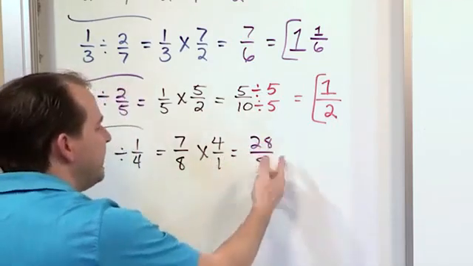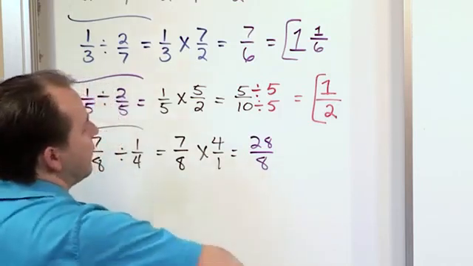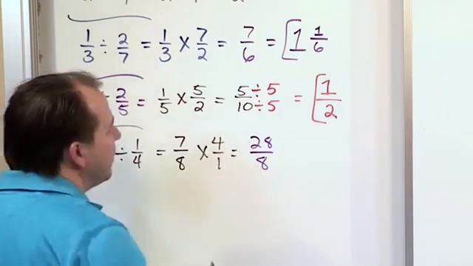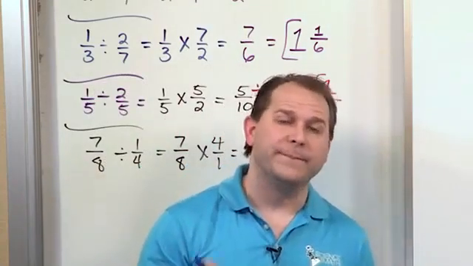We do see that they're both even numbers, so we could simplify it right now, but we also notice it's improper. So how many times will 8 go into 28? 8 times 3 is 24, and 8 times 4 is 32.